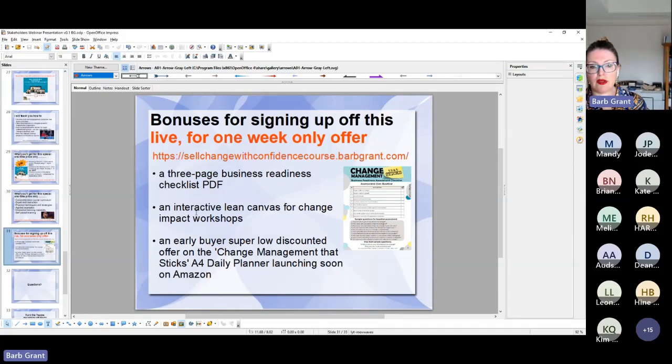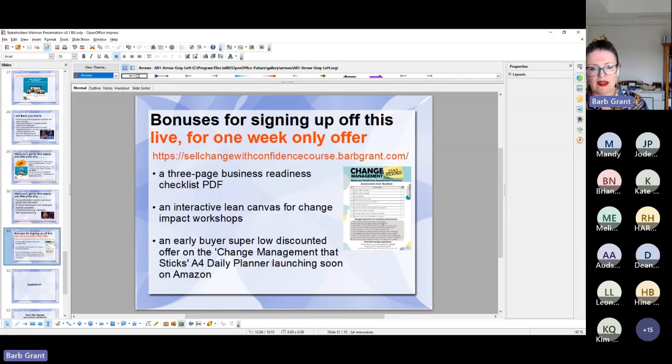I'm also doing an interactive lean canvas that you can use in workshops when you're doing change impact assessments. And I'll design it so it's something you can use when you've actually got people in the room and you've got people remote, those hybrid change impact workshops, which we so often end up doing now.